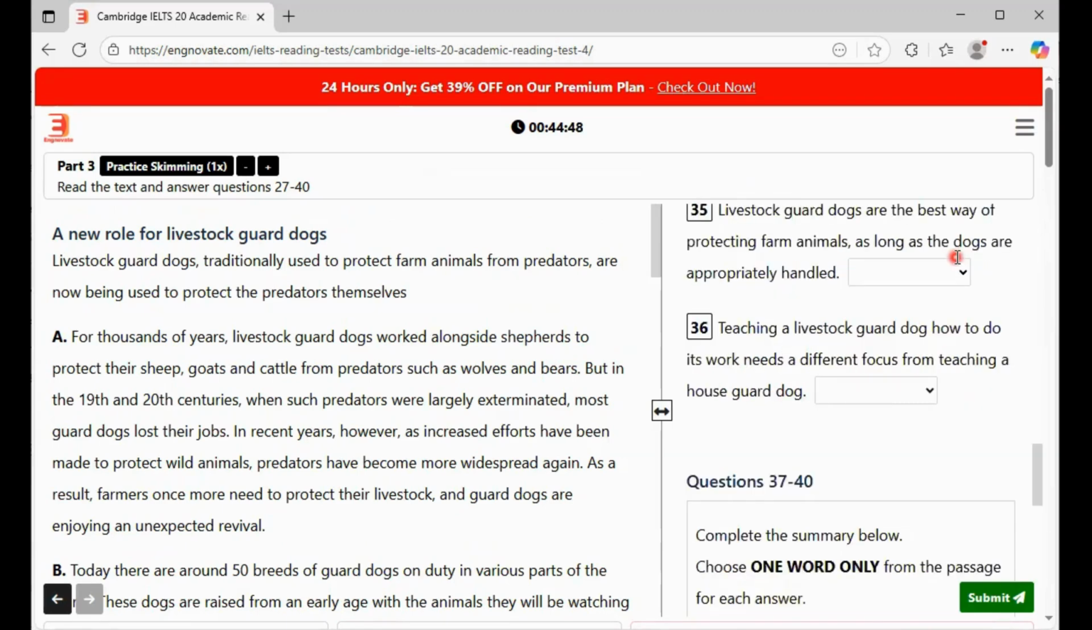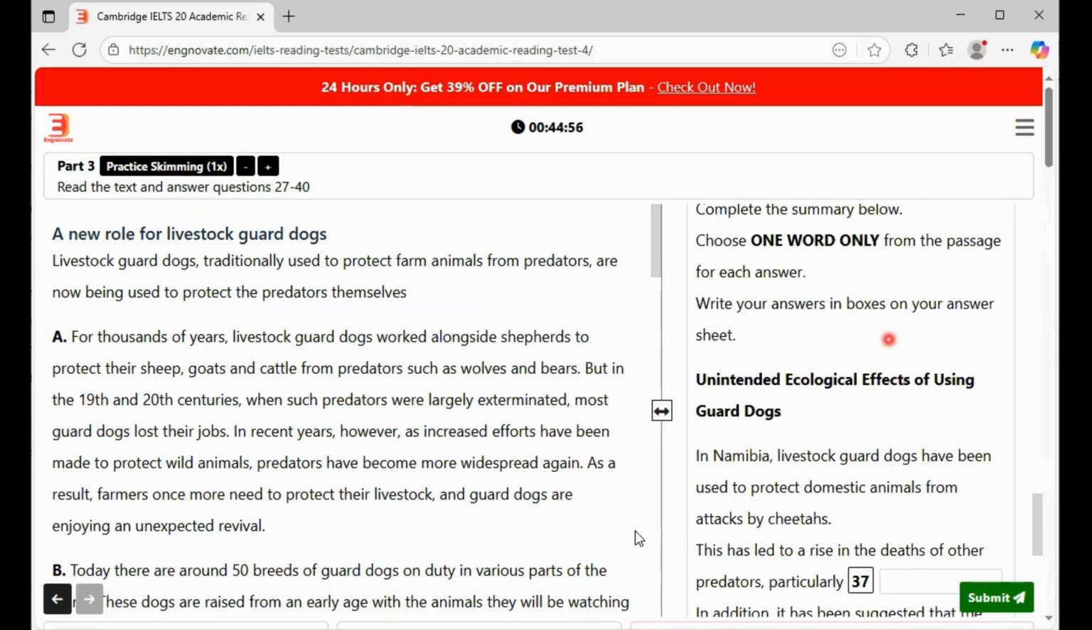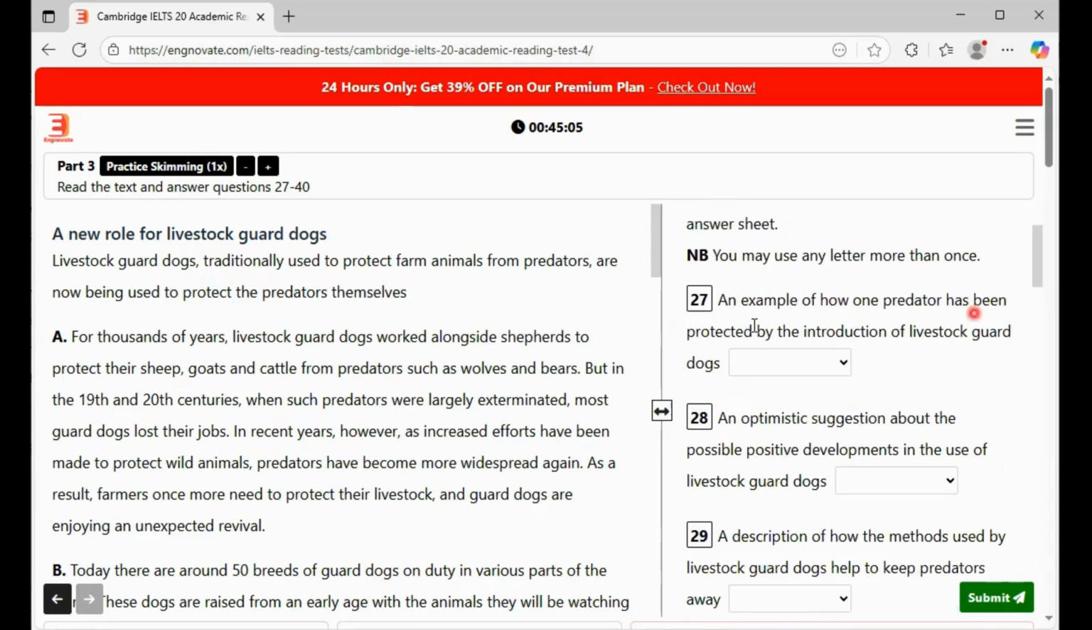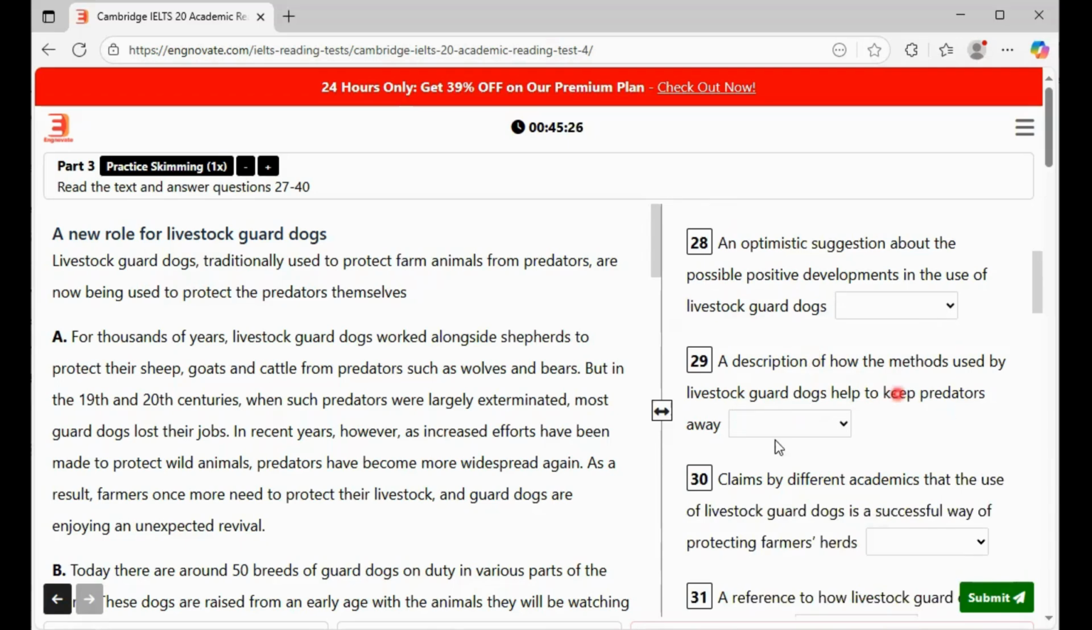All right. So a new role for livestock guard dog. So I have these are the names of people here. And then the gap filling, Namibia is my keyword here. And then for the matching information, an example of how one predator has been protected. Okay. So predator protected, introduction of livestock guard dogs. Okay. An optimistic suggestion about the possible positive development in the use of, optimistic suggestion is a keyword here. A description of how the methods used by livestock guards keep predators away.